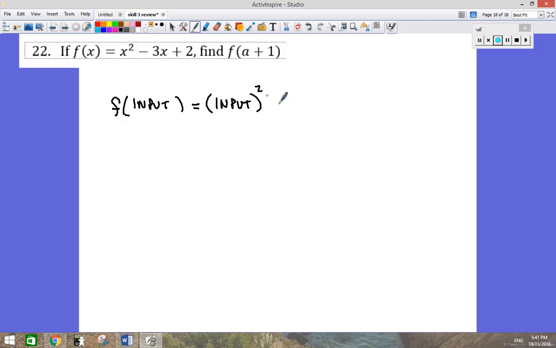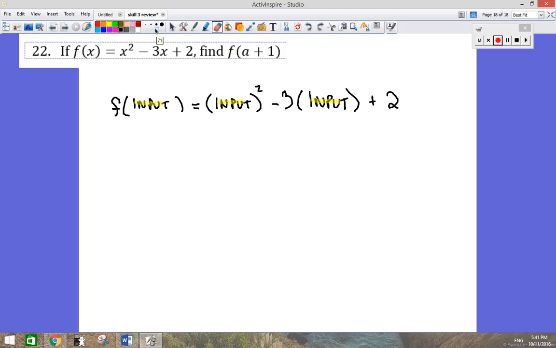Now, the middle term, it subtracts 3 times that input, no matter what that input is. If it's a number, or if it's an easy expression, or if it's a letter like x, doesn't matter what it is, we're going to take 3 times that and subtract it from our first term. So now we have this total, and then finally, we're going to add 2. So for this problem, they're asking us to replace this input with the expression a plus 1.